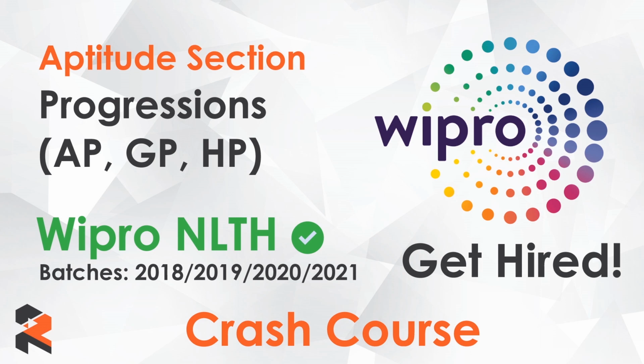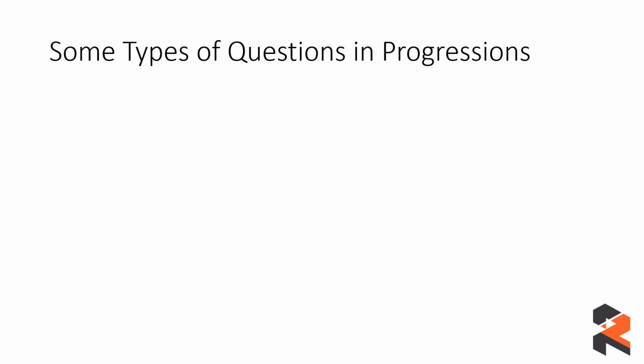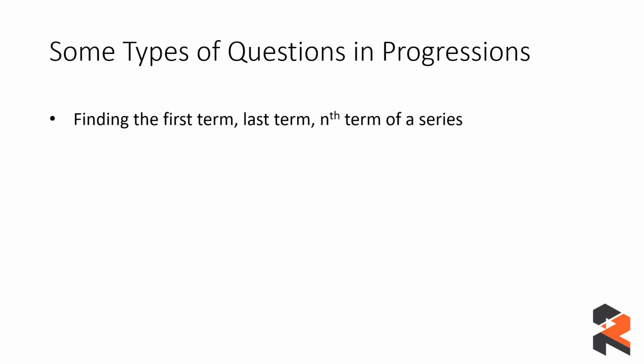So let's get started. There are some types of questions in progressions which we can deal with the help of the formulas in AP, GP and HP. So what are these types of questions? Finding the first term, the last term and the nth term of a series can be done with the help of the progressions which we are going to look at. Then we have finding the sum till nth term. So you are given a series and you are asked to find the sum till the nth term. That can again be done with these formulas.